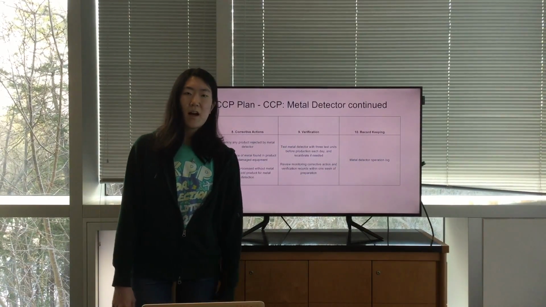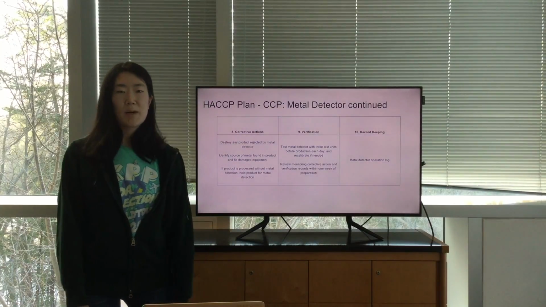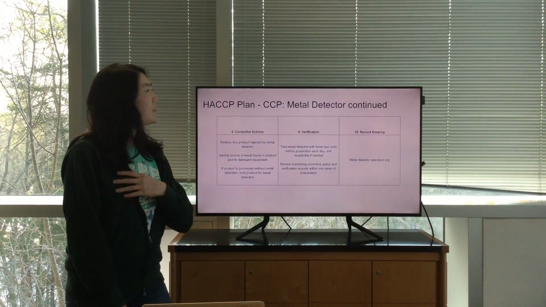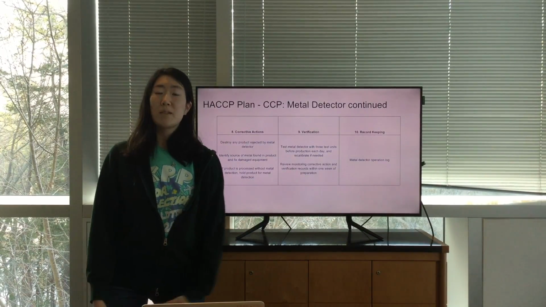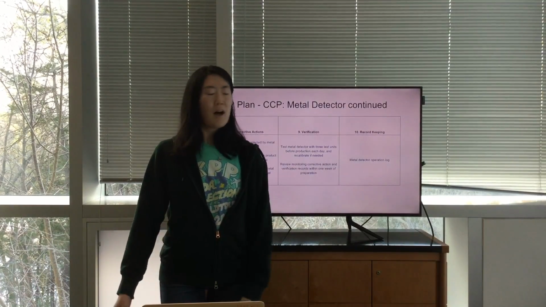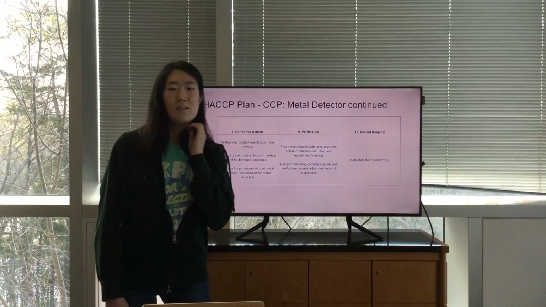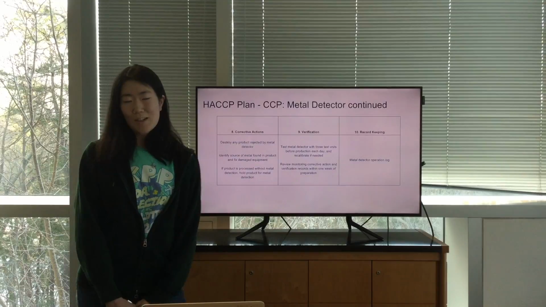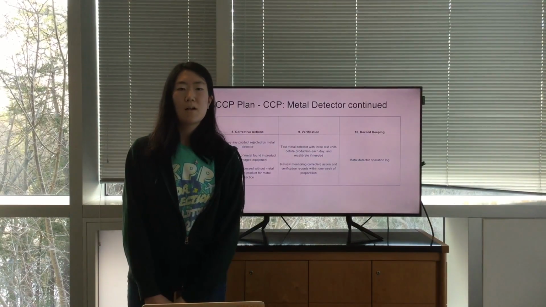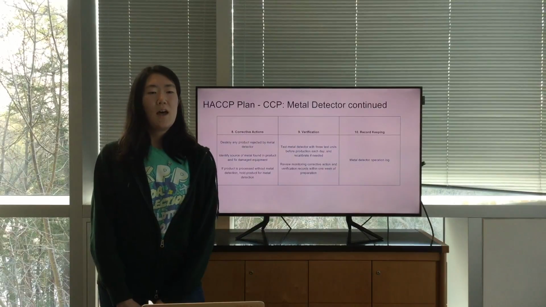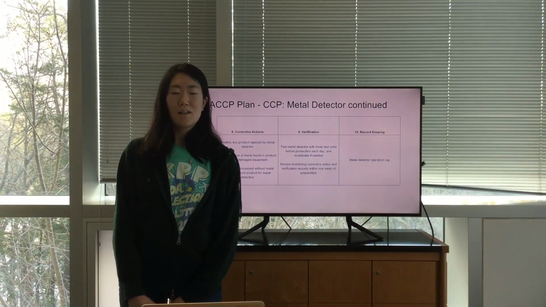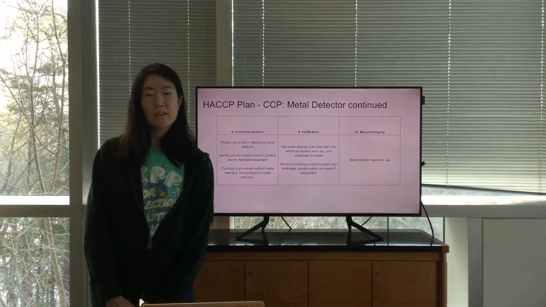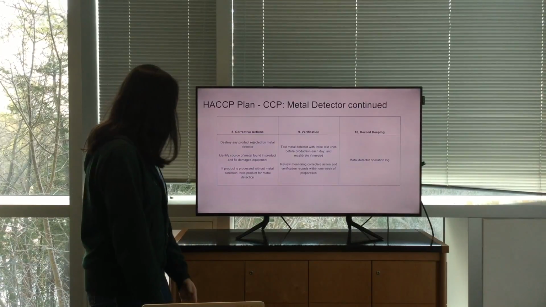For corrective actions, if there are any products that are rejected by the metal detector, we will be destroying those products. And we will also need to identify the source of where the metal fragments came from and how it got into the finished product to begin with. We think it will be the ribbon blender, but if it is not, we will also check all of our other equipment, and we will be fixing that equipment so that this problem will not happen again. If the product is processed without the metal detector, then we will be holding it for metal detection.